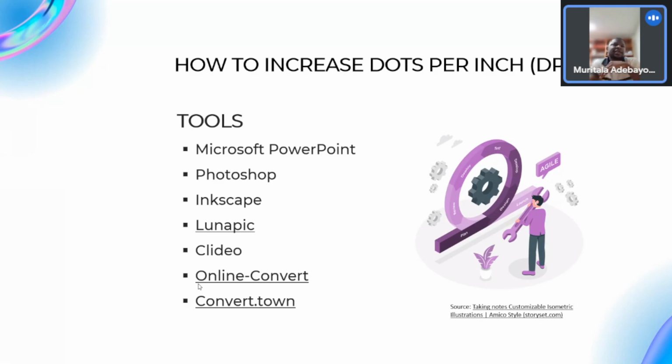Then I use Inkscape. The only issue I have with Inkscape is that you can only export in PNG, so it also has its own limitation. But for Photoshop, you can export in different formats. So the next is Lunar Peak.